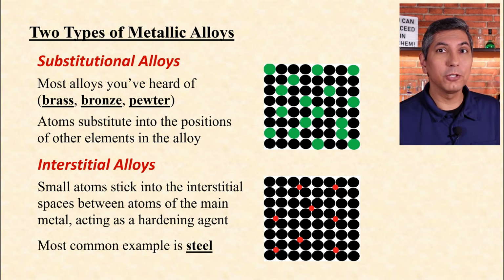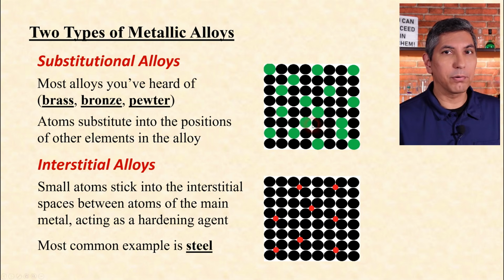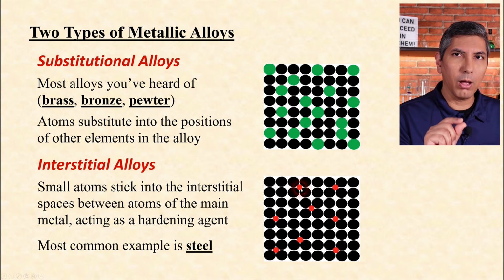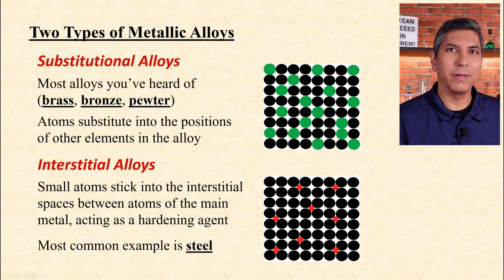Remember, in substitutional alloys, the atoms have approximately the same atomic radius. In interstitial alloys, one of the elements has a much smaller atomic radius than the host metal.